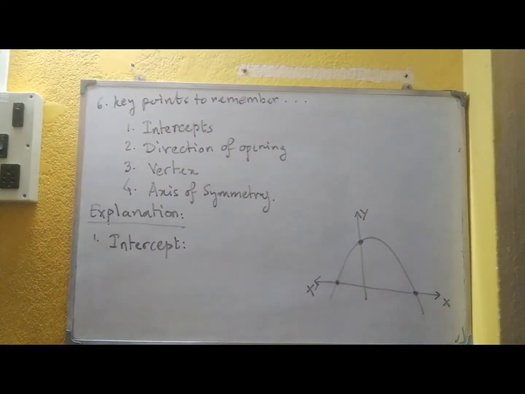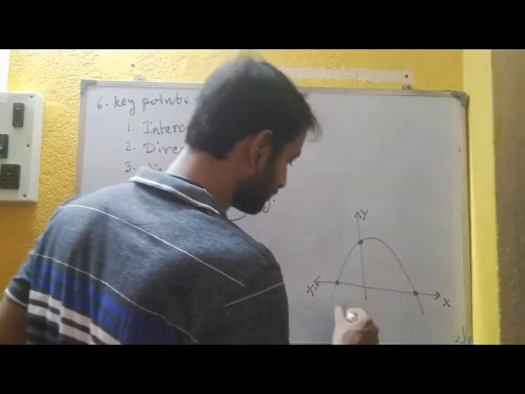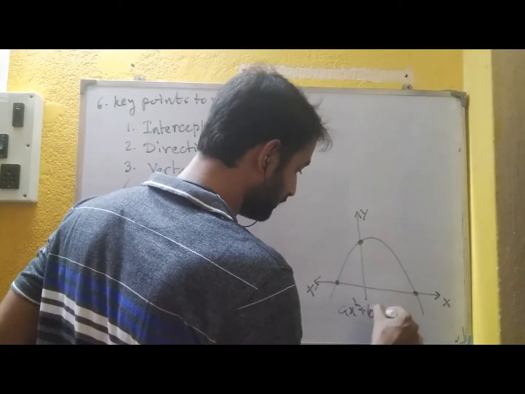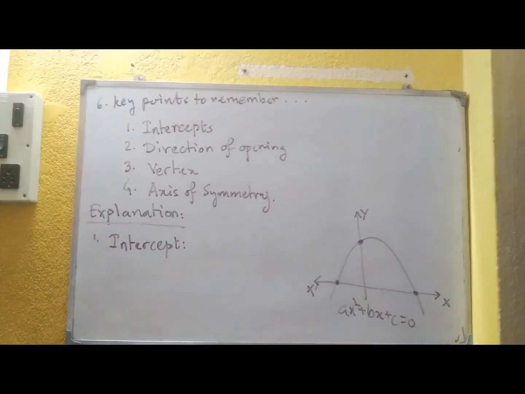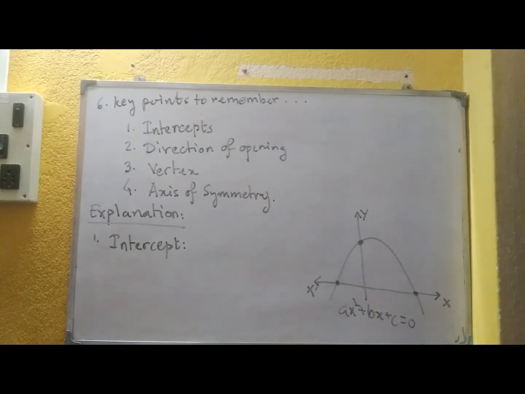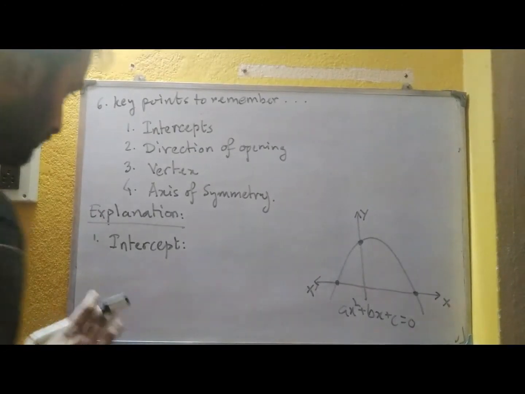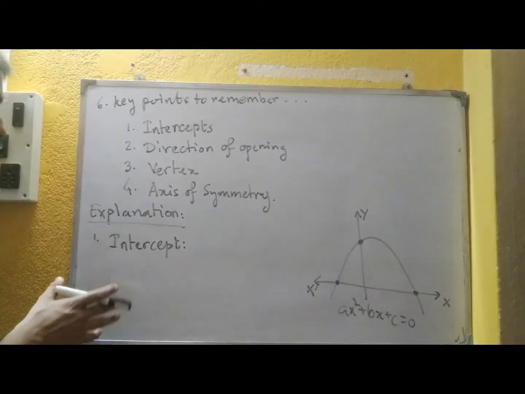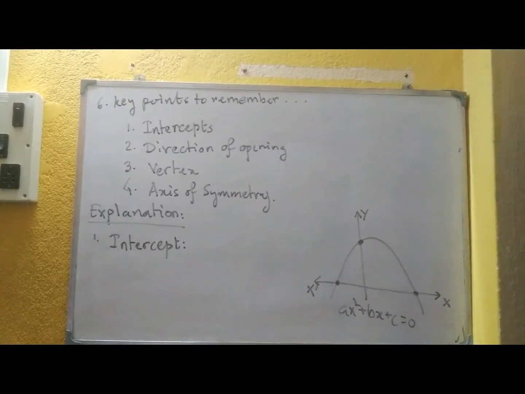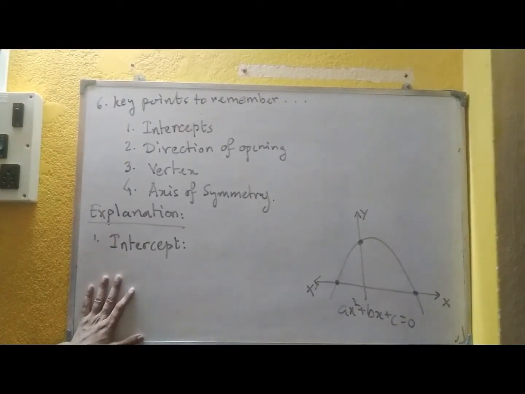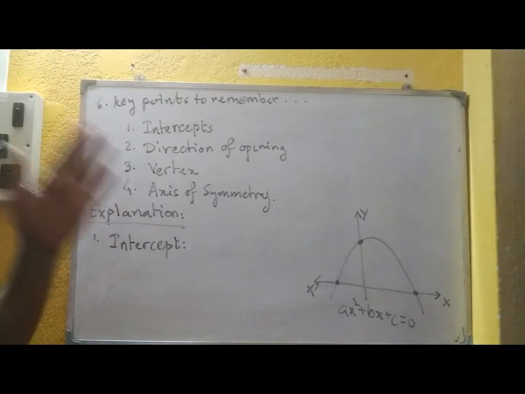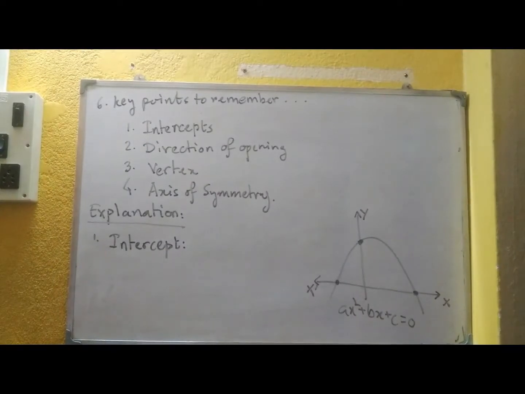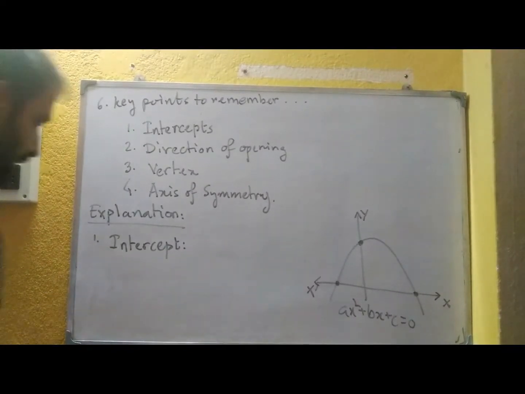So for the quadratic expression, say this one is ax square plus bx plus c, these 3 points are called the points of intercepts with the axis, or you can simply say the intercepts. So what is the definition of intercept? We have to write it here. Intercepts are the points on a graph which we obtain when the graph intersects the x-axis or the y-axis. That you have to write under intercepts.